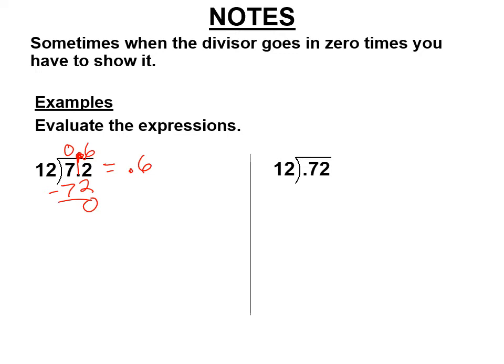Now, this one is different, though. The decimal goes straight up. 12 goes into 7 0 times. You have to put that 0 and you have to leave it. 12 goes into 72 6 times. And so this one is 0.06. Totally different answer if you leave out that 0.